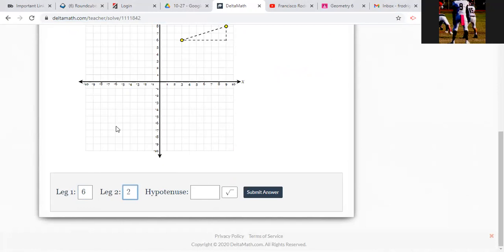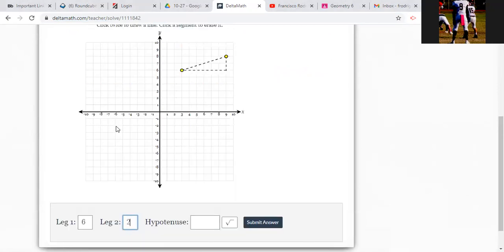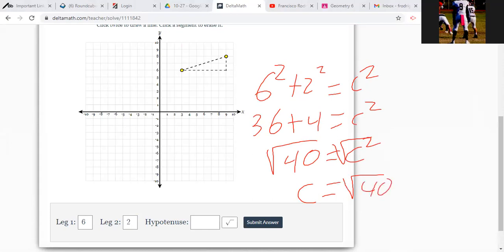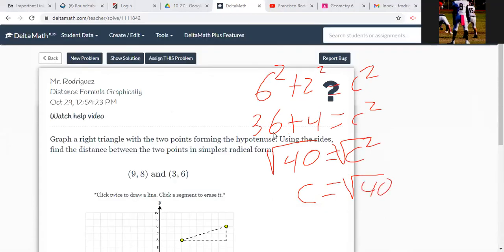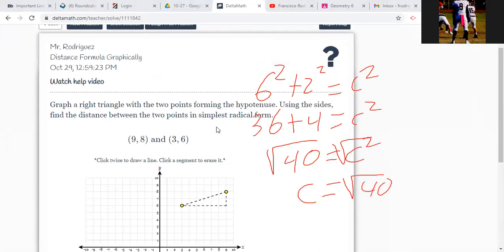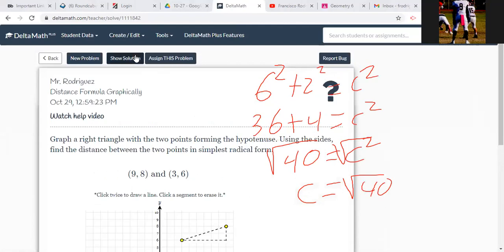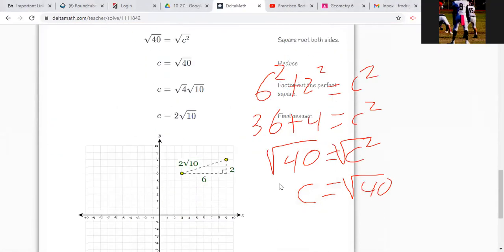And then we're gonna plug that into the Pythagorean theorem to find the distance. So 6 squared plus 2 squared equals c squared. So that should be 36 plus 4. That's 40. So c is equal to square root of 40. And again, it's asking you for the exact or simplest radical form. So let me just make sure. Yeah.